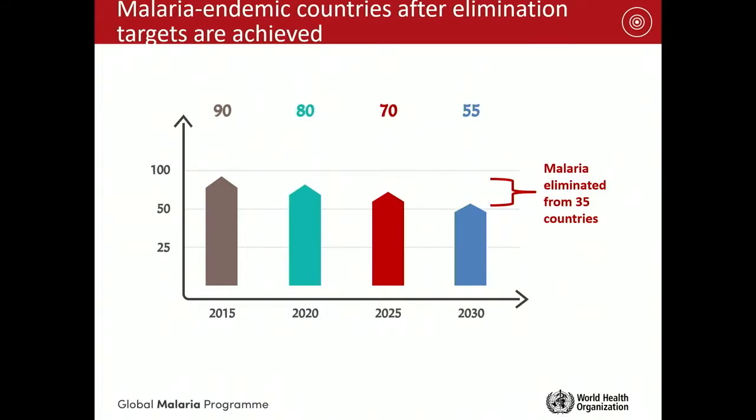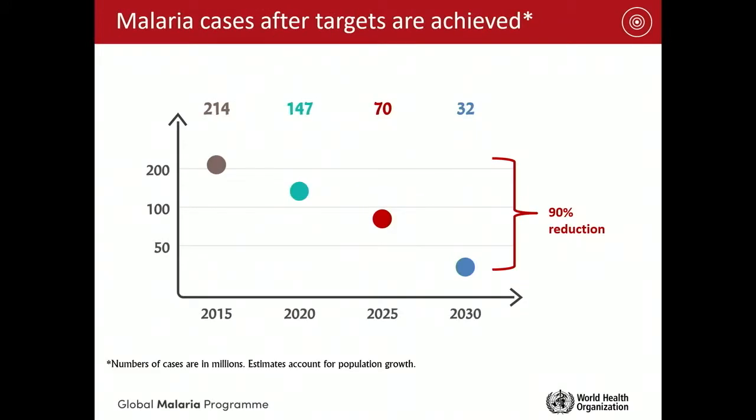So even though the GTS seems to be very ambitious and we're off track in some ways, even achieving that is still going to leave us with a lot of malaria. The number of cases are projected, even after a 90% reduction, to leave us with 32 million cases in 2030 after accounting for population growth. So the GTS is an important, critical step on our road to a world free of malaria, but we still have a huge amount of work to do after that.